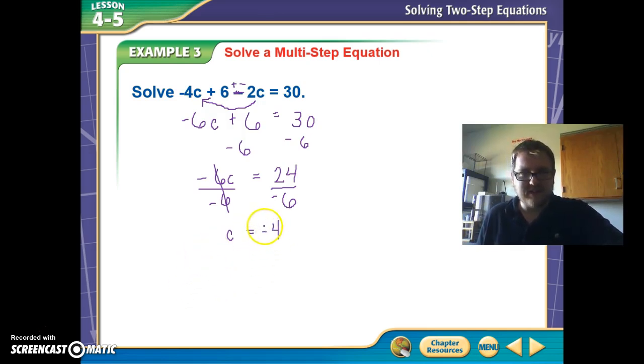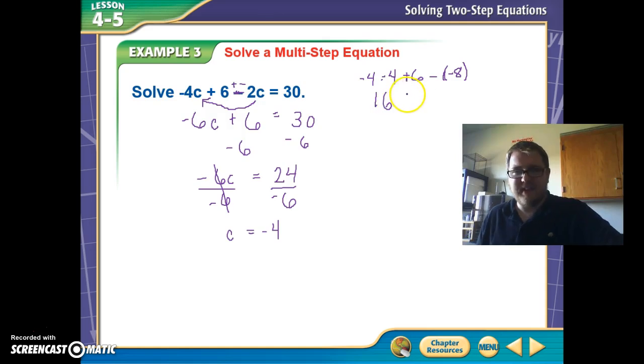If we put it into our equation, we see that negative 4 times negative 4 is 16, because I just put it in for c over here. We add 6 to that, and we're going to get 22. And then we subtract 2 times negative 4. So we're subtracting 2 times negative 4, which is negative 8. So in a sense, we're adding 8. And 22 plus 8 is 30. So you can see that our answer checks out.